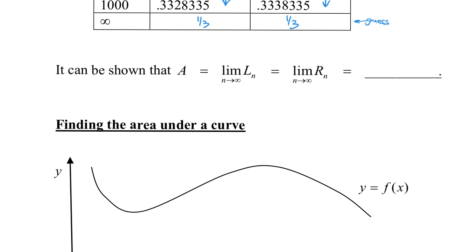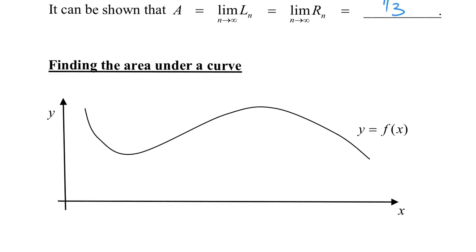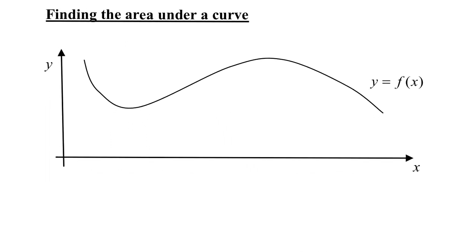Remember, n is a number of rectangles. So if we had an infinite number of rectangles, they'd be infinitely skinny also, right? But the limiting values of this is exactly 1/3. So now that you see a little bit about what we're going to be working on, let's see if we can generalize this process and figure out what integration actually is.